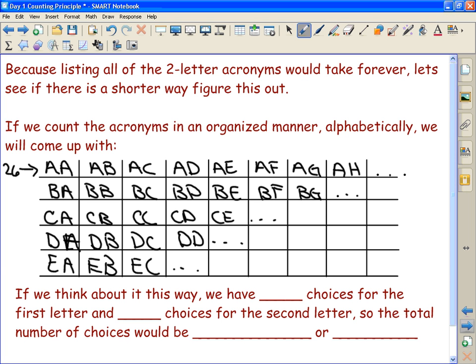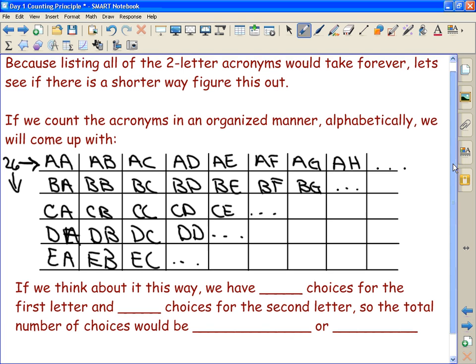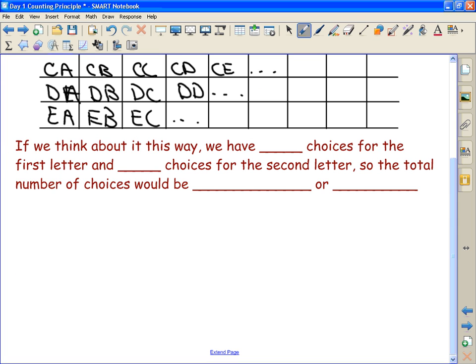So what we're going to have to do is, going across, we're going to have the second letter. We need to use every letter in the alphabet once for the second letter. And then we also need to use every letter in the alphabet for the first letter. So that's what we're doing going down here, using A for our first letter, then B for our first letter, then C for our first letter. What we find here is that there are 26 choices for our first letter. There are 26 choices for our second letter.